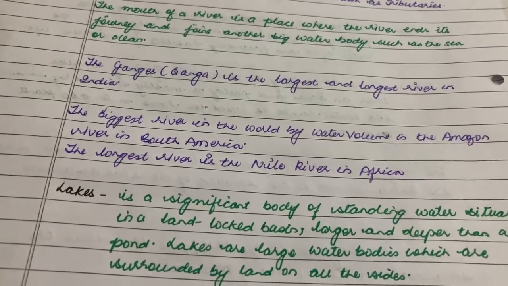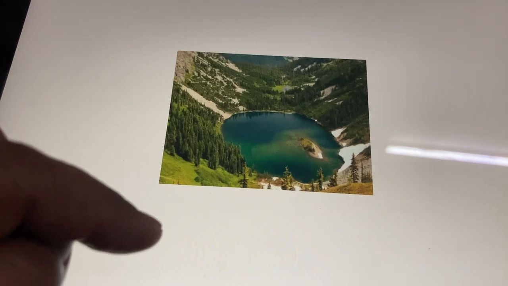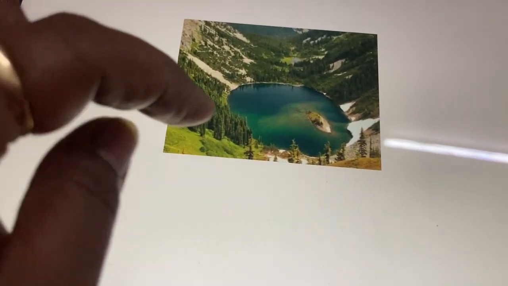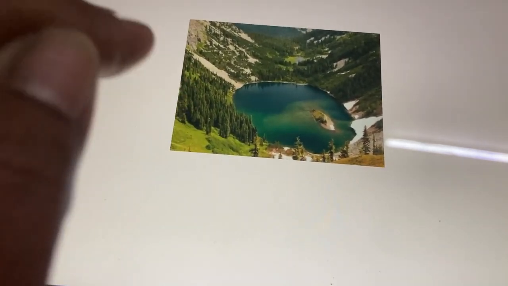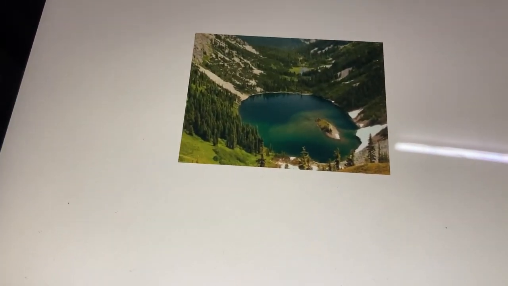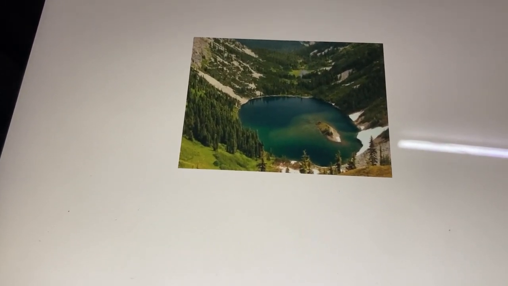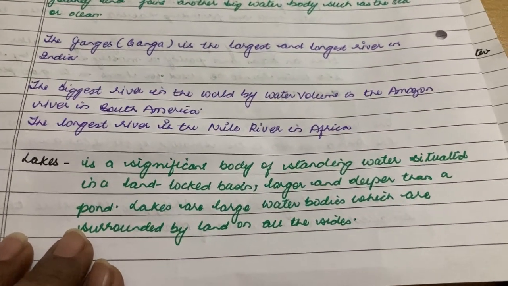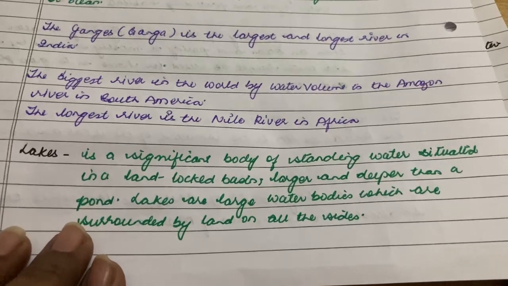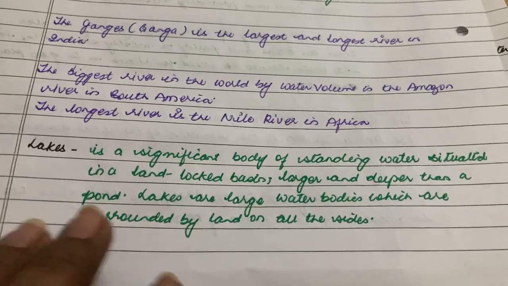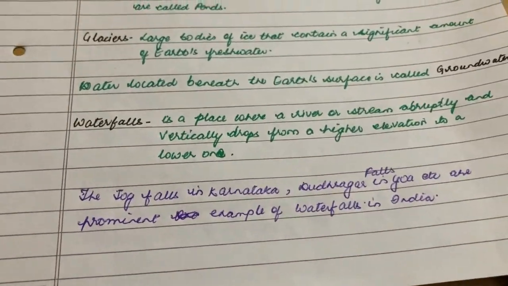Then we will talk about lakes. So what are lakes? If you see in this picture, what difference do you see? Basically, the lakes are surrounded by land, and in the middle we have standing water that is enclosed or covered by the land on all sides. A lake is a significant body of standing water situated in a landlocked basin, larger and deeper than a pond. Lakes are large water bodies which are surrounded by land on all sides.